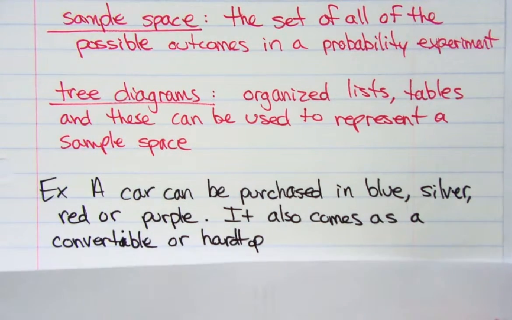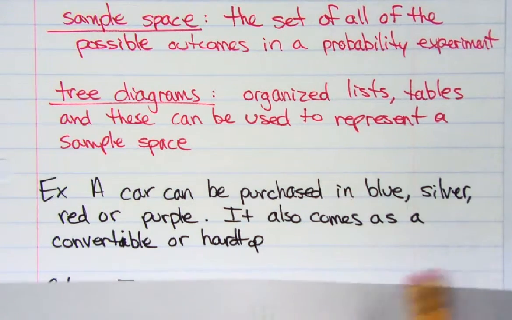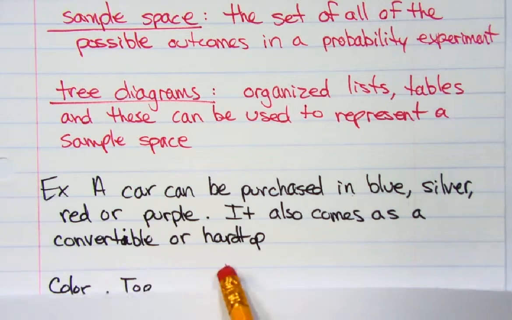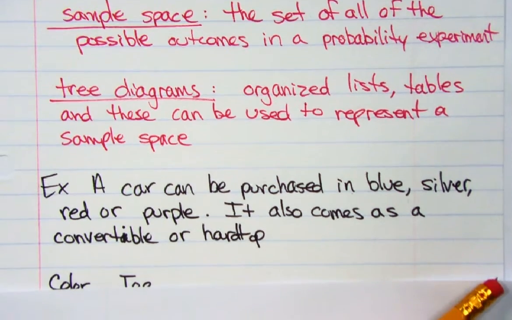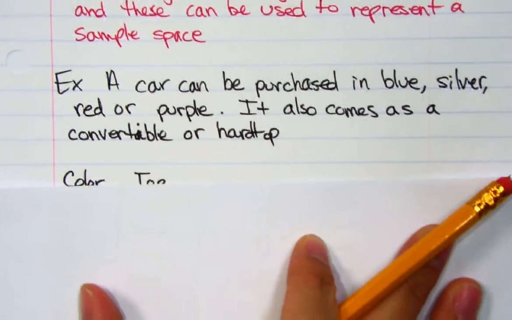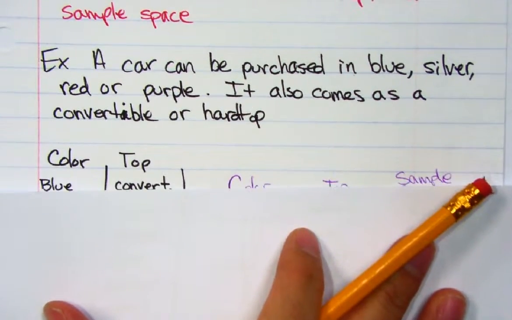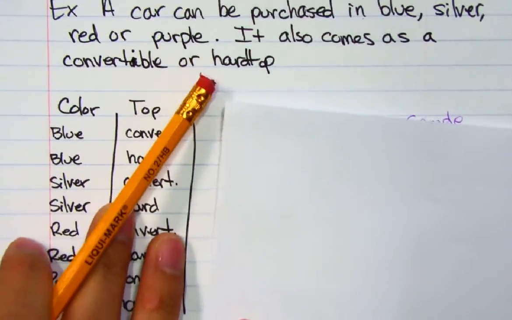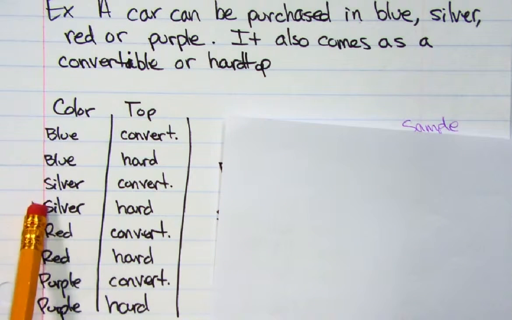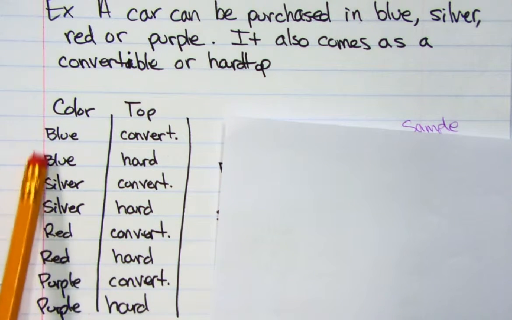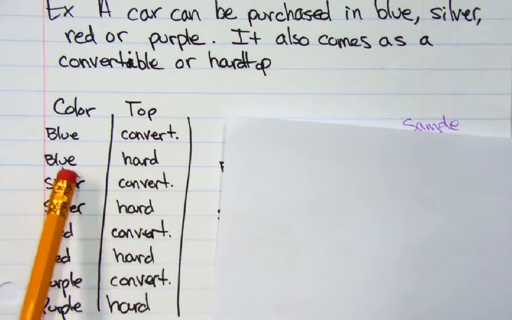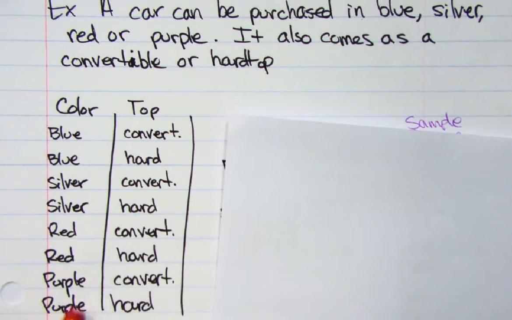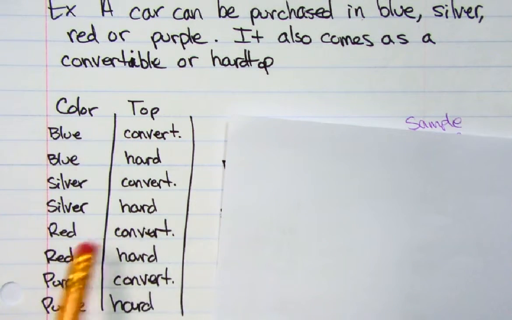All right, so let's take a look. A car can be purchased in blue, silver, red, or purple, 4 different colors. It can also come as a convertible or a hardtop. I want to create a way to figure out all the different possibilities I could have. I'll show you the first way. I could just write it down as a table. I can say blue, blue, silver, silver, red, red, purple, purple. The reason I write them twice is because it could be blue convertible, blue hardtop, silver convertible, silver hardtop, and so on for the red and purple. So this is creating a table here.